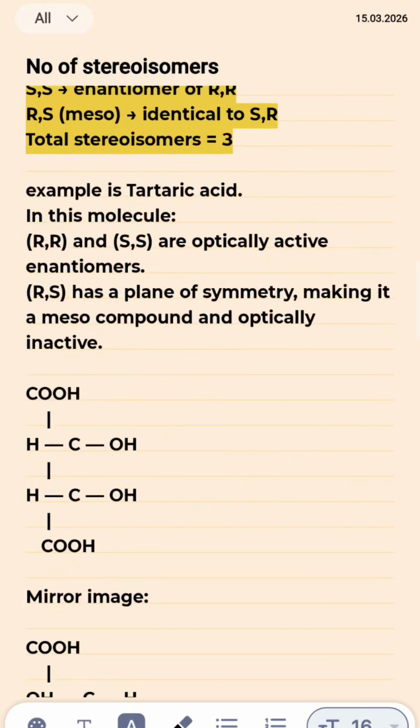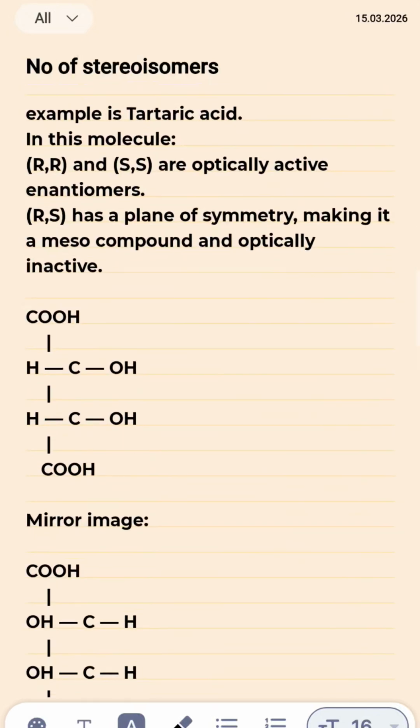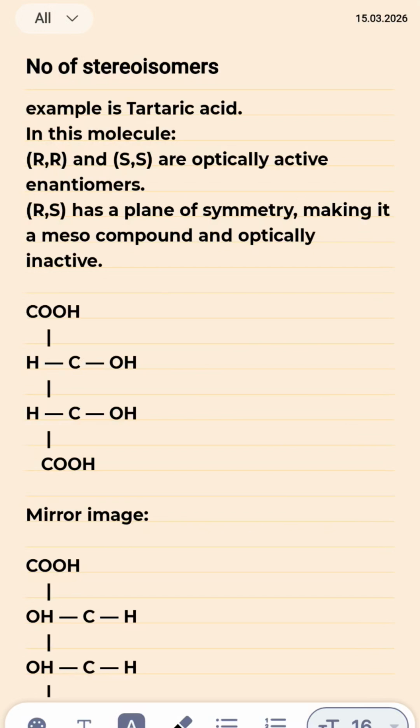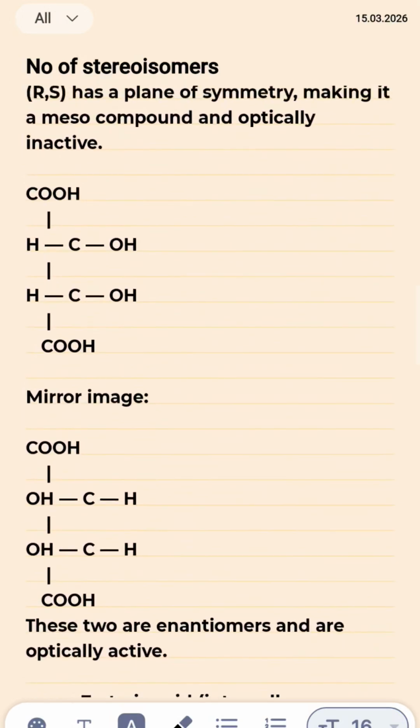An example is tartaric acid, the simplest example everyone will give you, because we need to understand with simple examples. Tartaric acid has this type of structure which I have shown you. RR and SS are optically active enantiomers. RS is meso, so it is optically inactive. Why is it optically inactive? Because it has an internal symmetry factor, which is the plane of symmetry. This is the structure which you can see.